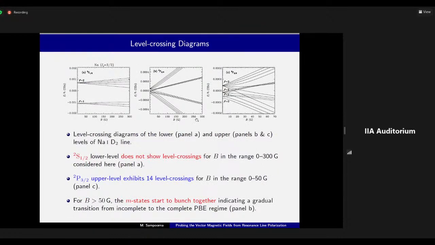In the incomplete Paschen-Back effect regime, the magnetic splitting is not given by g times omega_L, but rather has to be determined by diagonalizing the magnetic Hamiltonian. The resulting eigenenergy values for a range of field strengths between 0 and 300 Gauss are shown in these level crossing diagrams. The left panel is for the lower level of the sodium D2 line, and the middle panel is for the upper level. In the field strength range considered, we do not see any level crossing in the lower level, but in the upper level we see about 14 level crossings, as shown in this zoomed-in panel on the right, for field strengths between 0 and 50 Gauss. As the field strength goes beyond 50 Gauss, the magnetic substates start to bunch together, indicating a gradual transition from the incomplete to the complete PBE regime.